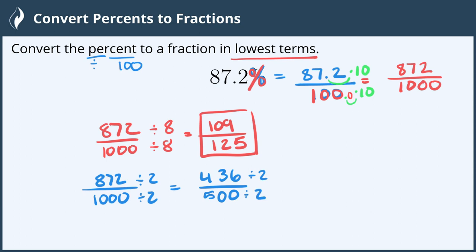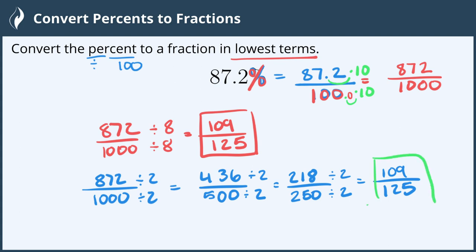436 divided by 2 is 218. 500 divided by 2 is 250. And once again, these are both even, so I can divide them both by 2. 218 divided by 2 is 109. 250 divided by 2 is 125. And this, you will see, matches the same one that we got before.